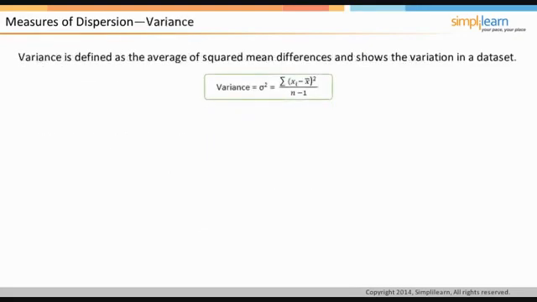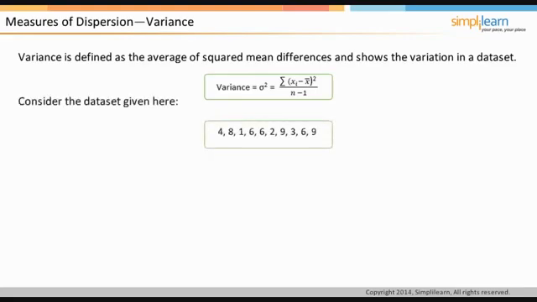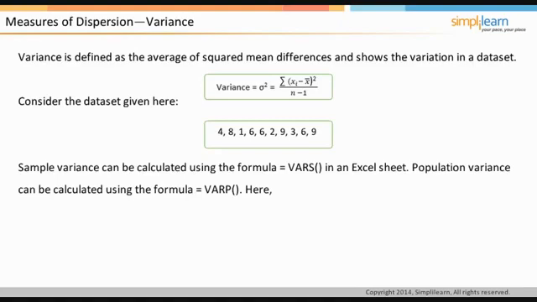The variance, denoted as sigma square or S square, is defined as the average of squared mean differences and shows the variation in a data set. To calculate the variance for a sample data set of 10 numbers, type the numbers in an Excel sheet. Calculate the variance using the formula equals VARP or VARS. The VARP formula gives the population variance, which is 7.24 for this example. The VARS formula gives the sample variance 8.04.